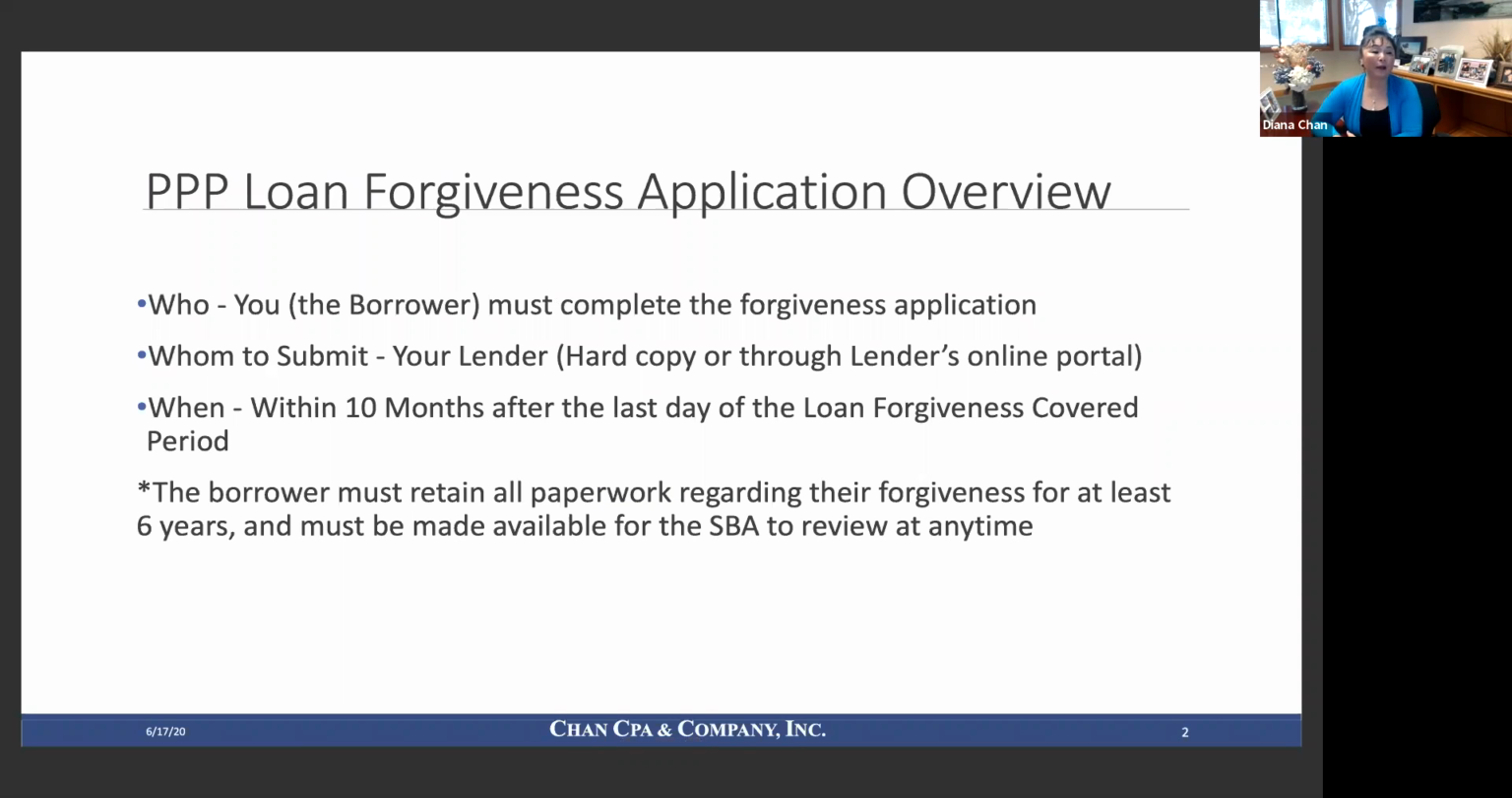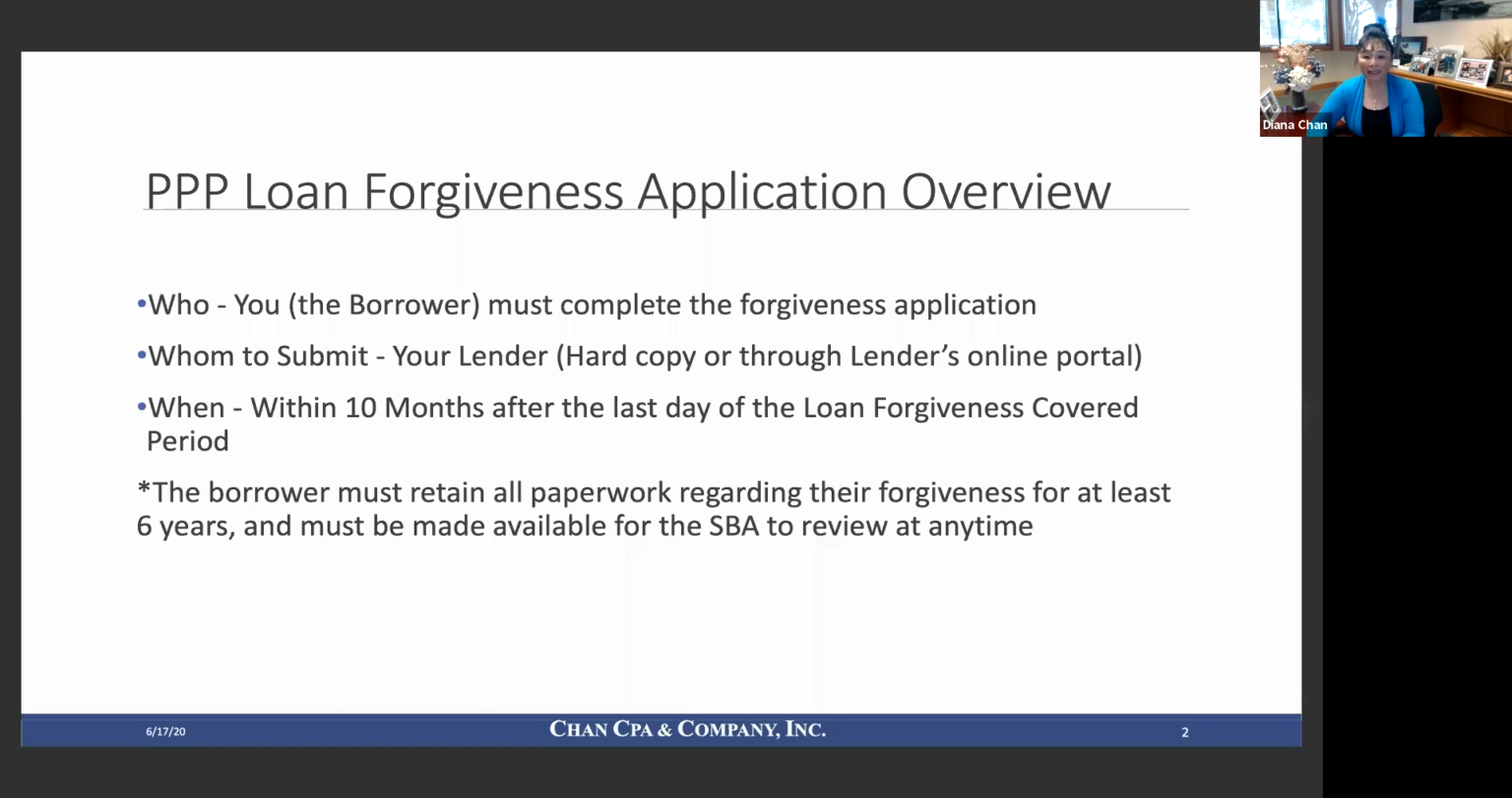What we're going to talk about right now is the overview of the forgiveness application process. Who is going to have to complete this forgiveness application? You, as the borrower. To whom are you going to submit this application? You will be submitting it to your lender. It could be submitted through hard copy or through the lender's online portal, and it will be dependent on the lender to make that decision for you.